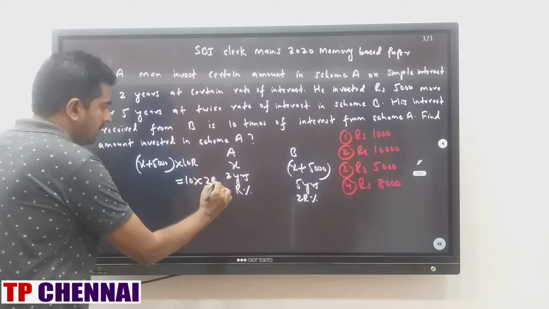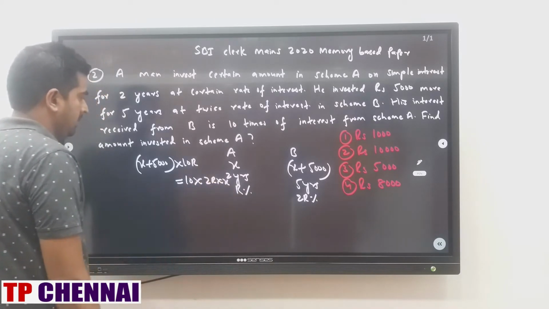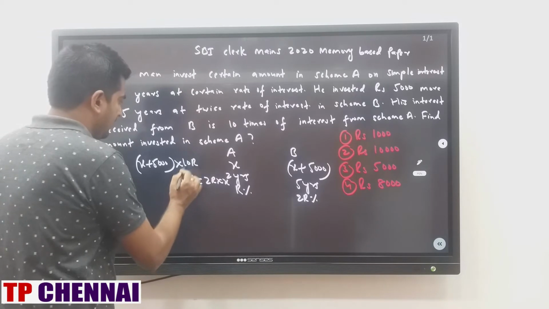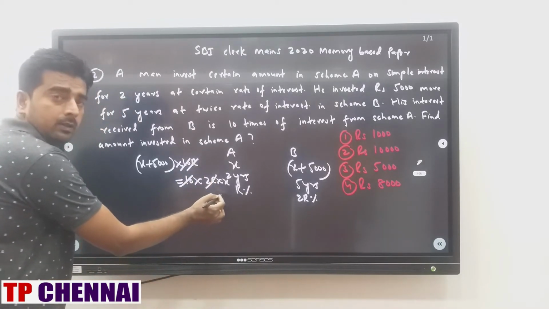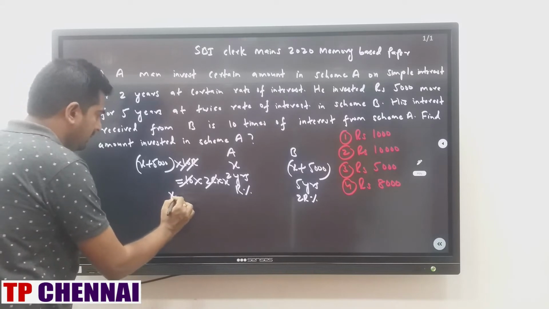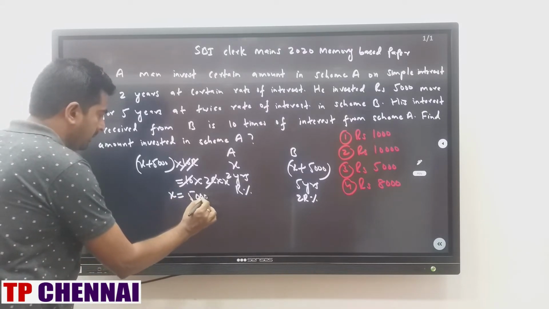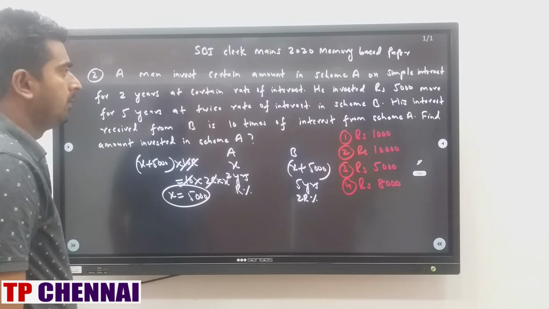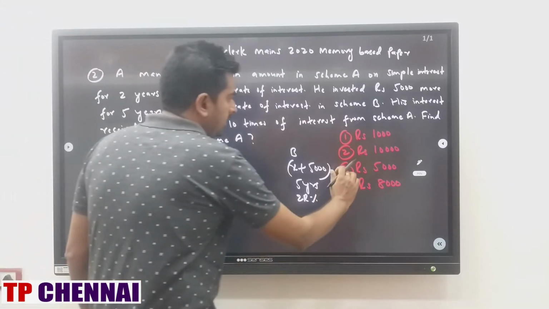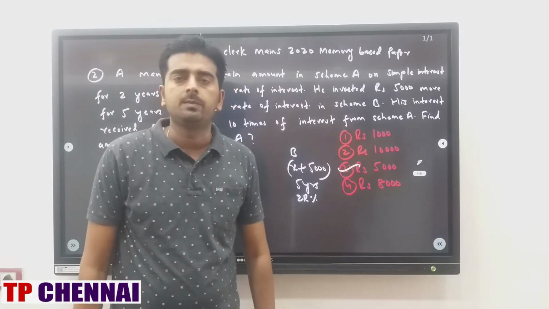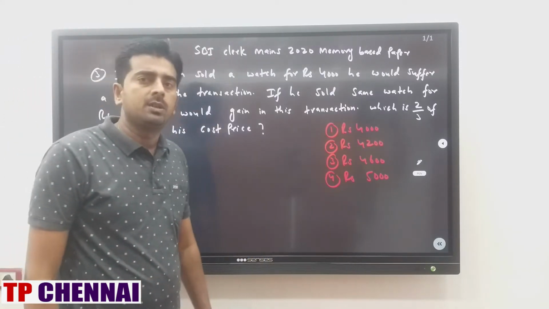So 2R into X. The 10 and 10 will be cancelled, R and R will go out. 2X minus X, so X is equal to 5,000. They are asking to find the amount invested in scheme A. Scheme A is nothing but X only. So my answer is 5,000, which is the third option. Now we'll see question number 3.